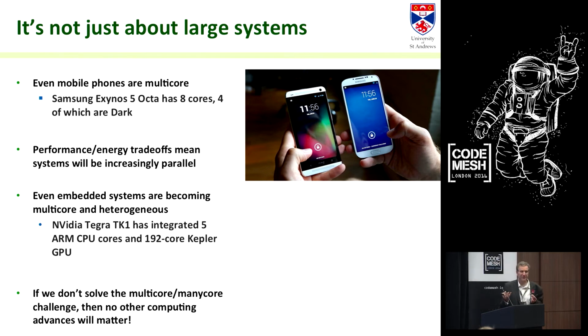It's not just about large systems, it's also about small ones. So even mobile phones are multi-core. Samsung has a device called Exynos 5 Octa. This has 8 cores in it. Pretty cool. At any point in time, they're only using 4 of them. Bit weird. Let the others cool down. Yeah, let the others cool down. Well, yeah. The others are monitoring the device to make sure it doesn't catch fire, perhaps.